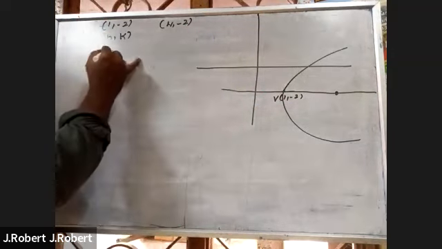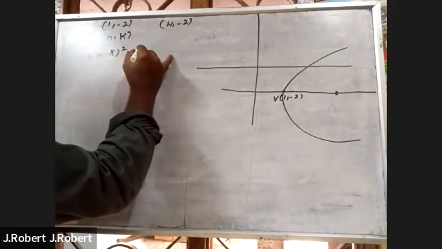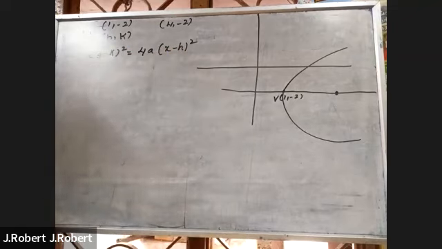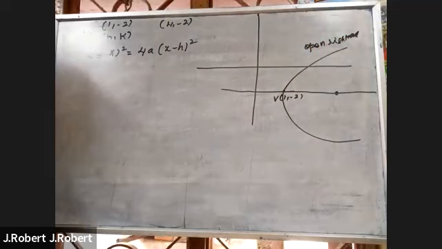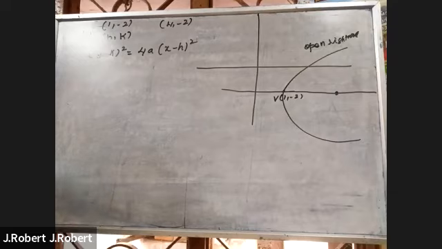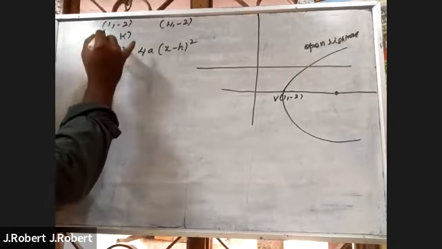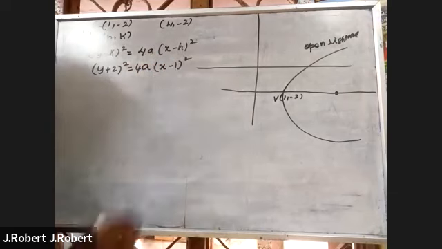Since it opens rightward, the equation is (y minus k) the whole squared equals 4a times (x minus h). The vertex (h, k) is (1, minus 2), so y plus 2 the whole squared equals 4a times (x minus 1). Can anyone tell me the value of a? We don't know yet.